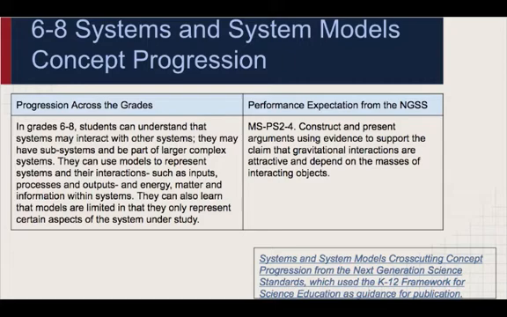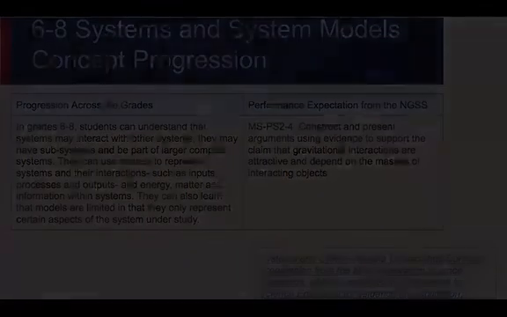system under study. Construct and present arguments using evidence to support the claim that gravitational interactions are attractive and depend on the masses of interacting objects. The big ideas here are systems and subsystems, processes within systems such as input and output, and limitations of systems.